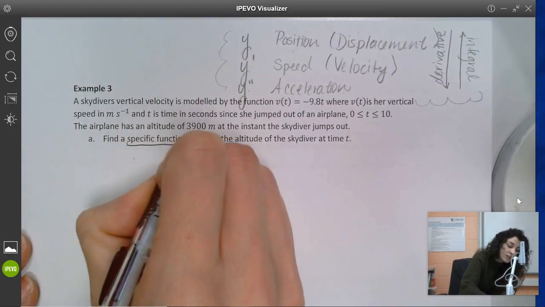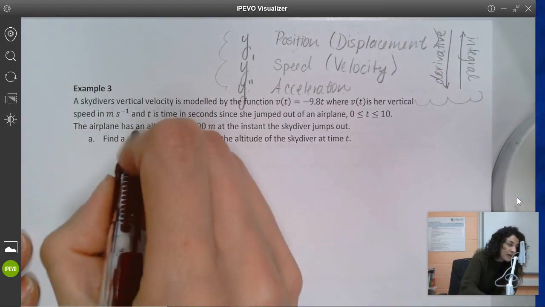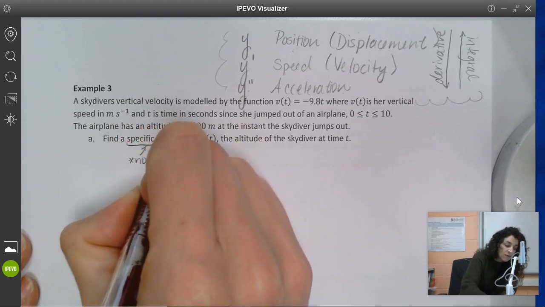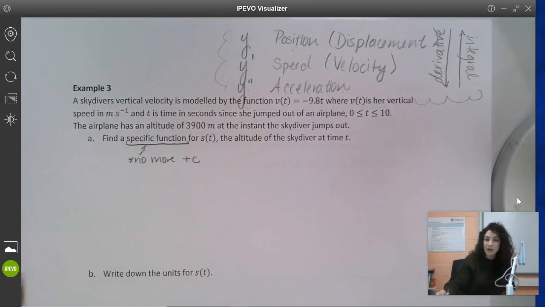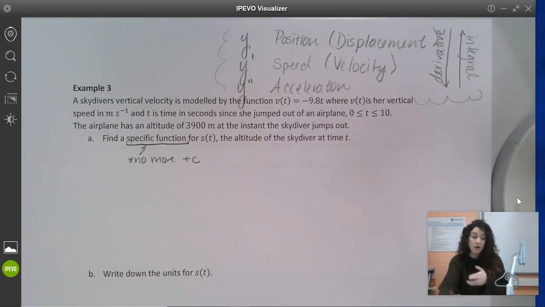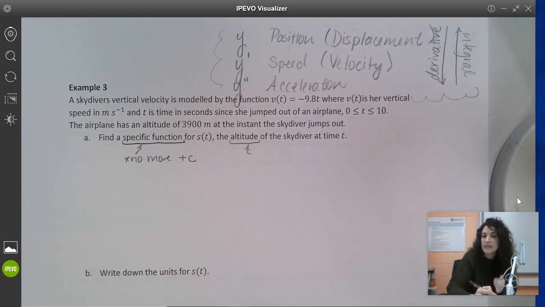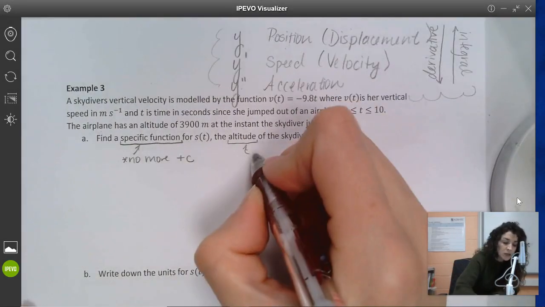Specific function is a specific integral. So in other words, it means no more plus c. We now need to figure out what c is as a value and make sure to have that be a part of the equation. And then the altitude here is the position, right? The altitude is their height, their vertical displacement. So we're looking for position.